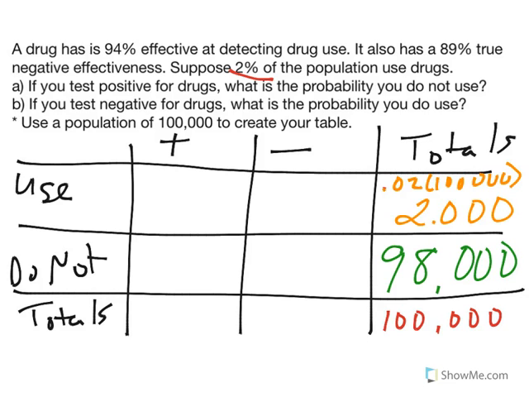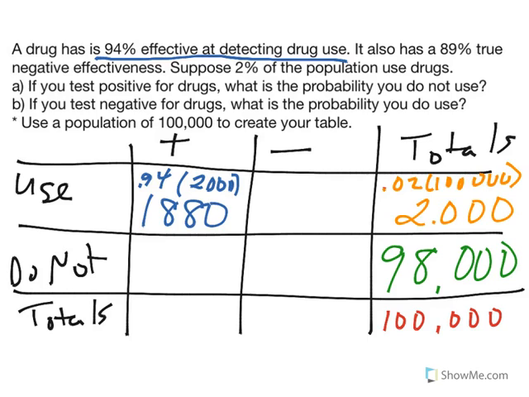Okay? Now, it talks about effectiveness. So, 94% effective at detecting drug use. That means if you use, 94% of the time it will tell you it's positive. So 94% of those 2,000 people gives us 1,880. Well, if you subtract, you end up with 120 here.